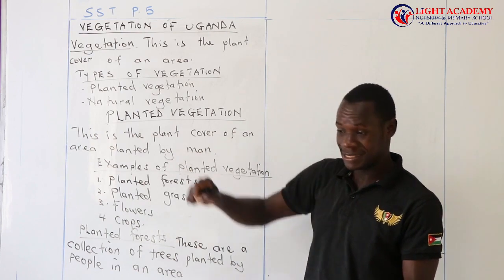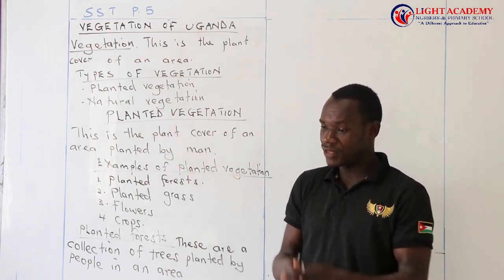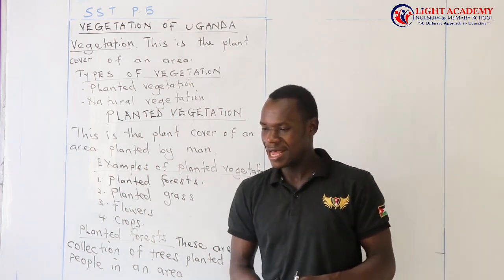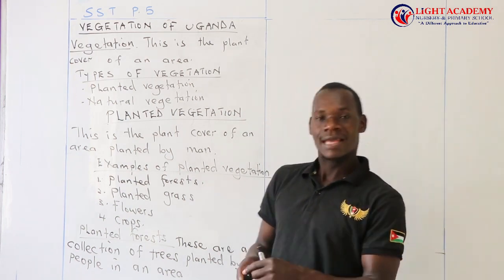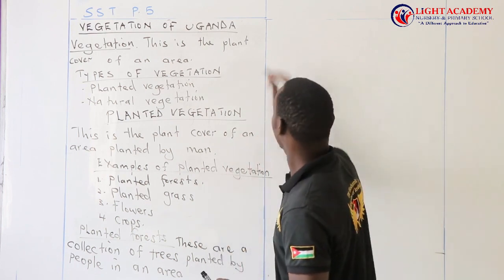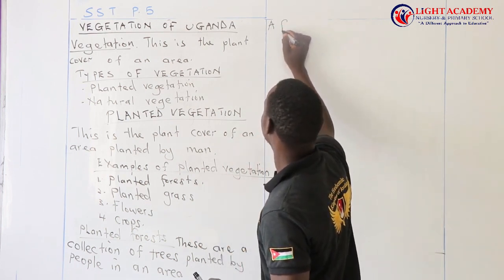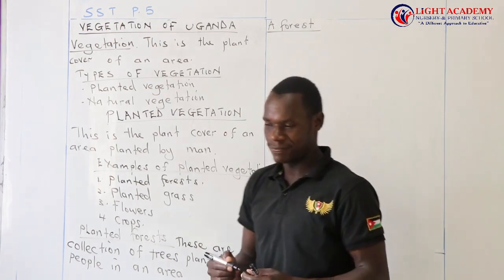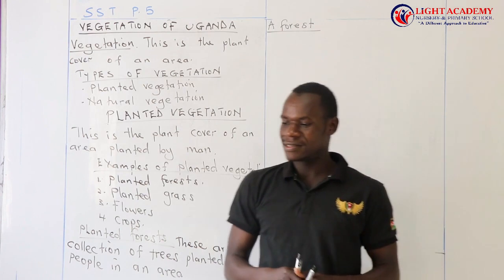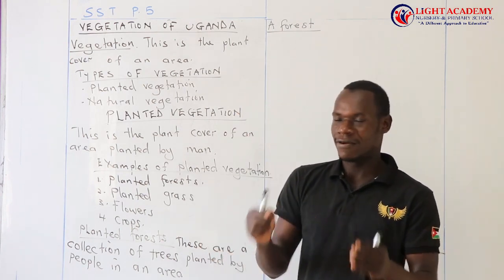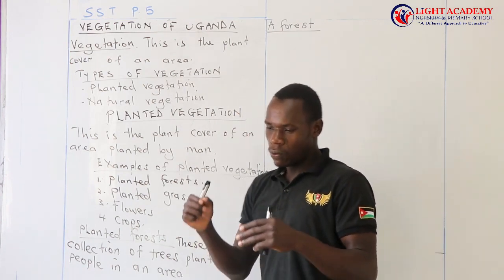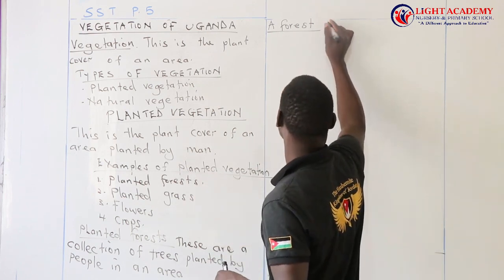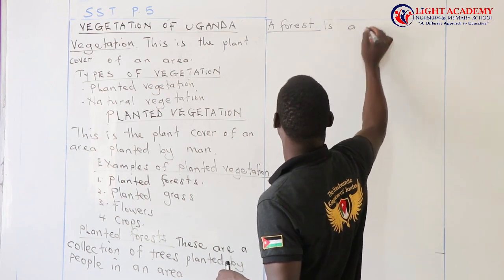Planted forests are planted by people. It's just a collection of very many trees which is planted by people in an area. Then, another similar question we have to answer is, what is a forest? How do we define a forest? A forest is a large area of land covered with trees.